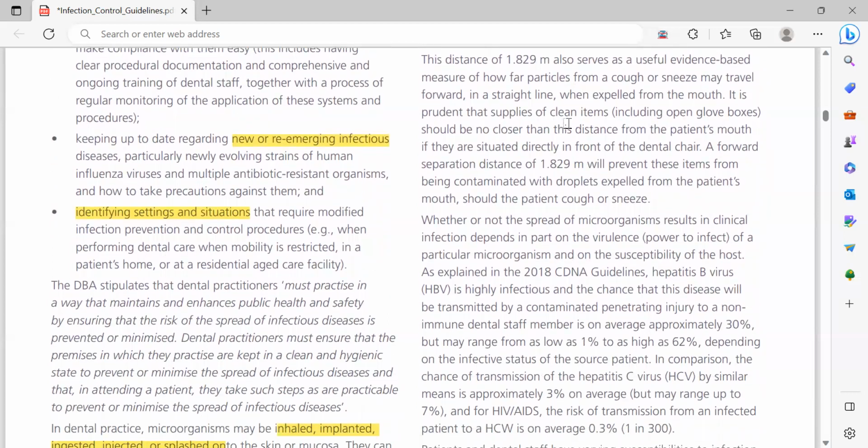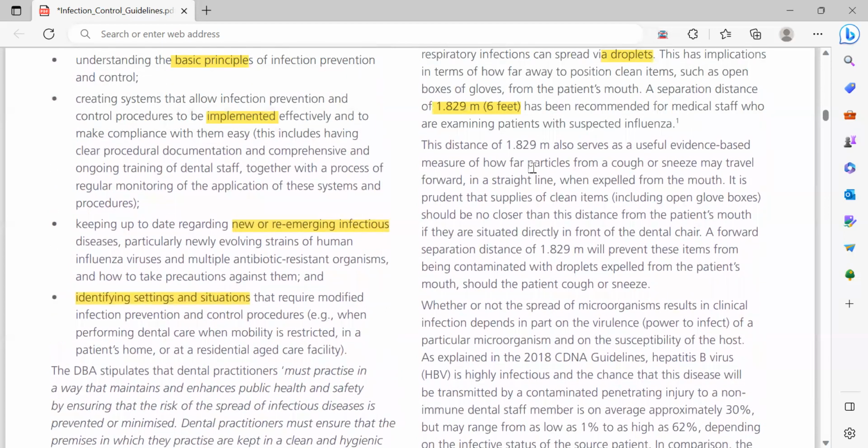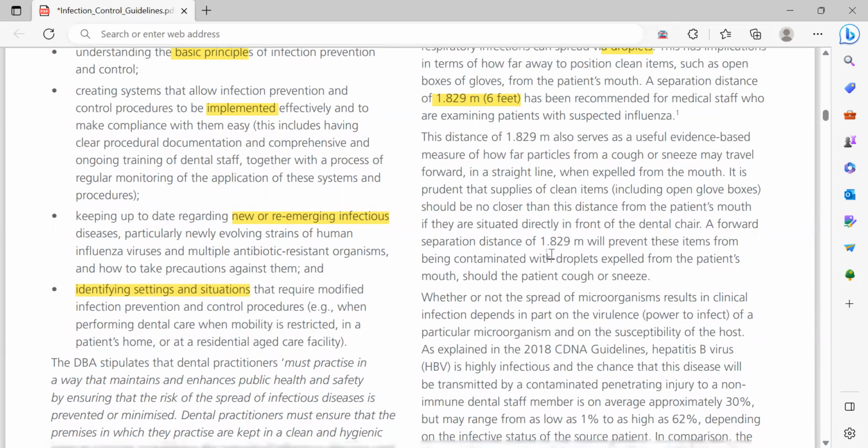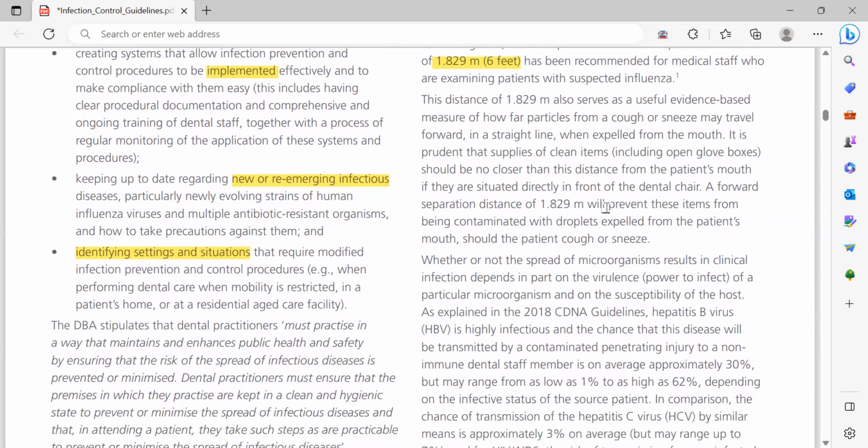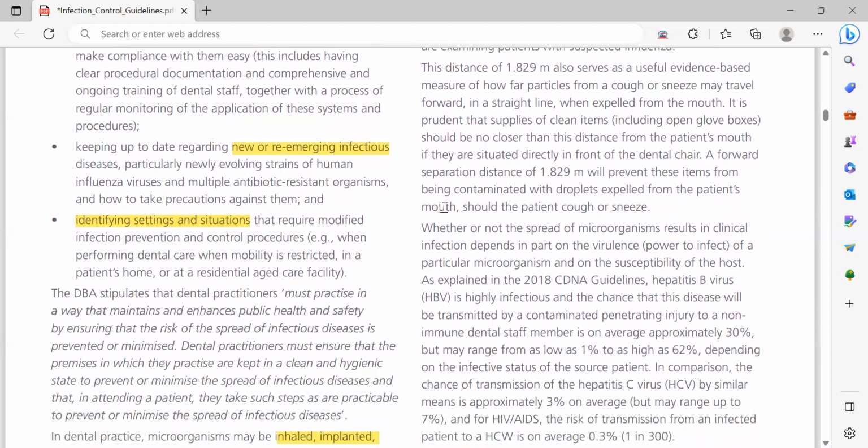It is prudent that supplies of clean items, including open glove boxes, are kept away. So in the operatory, around the patient chair, there is a dirty area. You need to place your clean instruments or the clean glove boxes at least 1.829 meter away. A forward separation distance of 1.829 meter will prevent these items from being contaminated with droplets expelled from the patient's mouth.